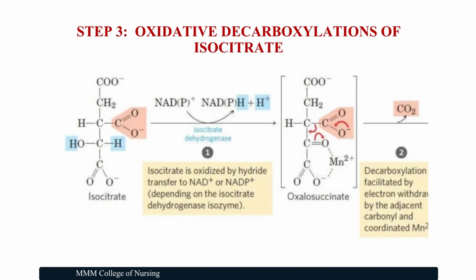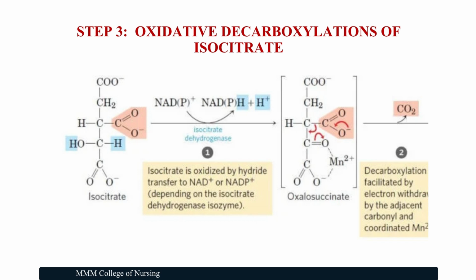Next, step 3 is the oxidative decarboxylation of isocitrate. This is where things get exciting. This is the first time energy is captured in the cycle. The enzyme here is isocitrate dehydrogenase, and this step happens in 3 sub-steps. First, isocitrate gets oxidized, meaning a hydrogen is removed and transferred to NAD+, converting it to NADH. This NADH will go on to make ATP later.